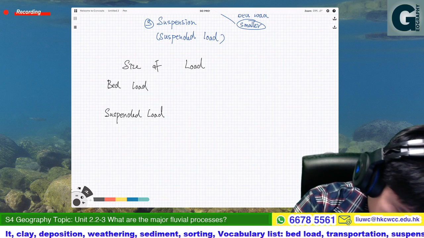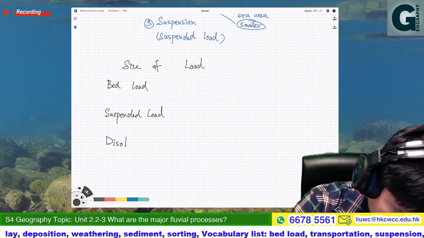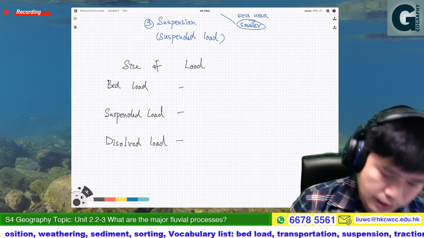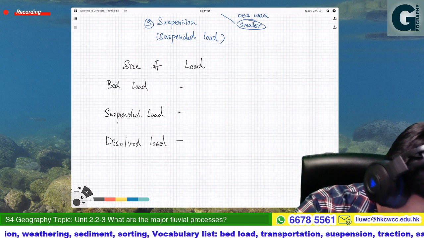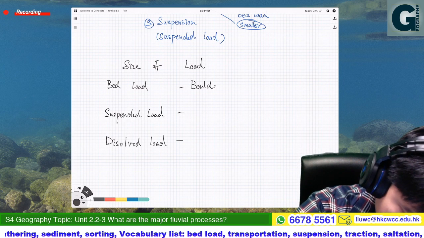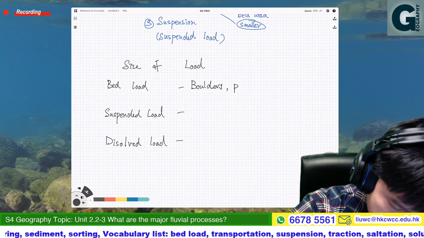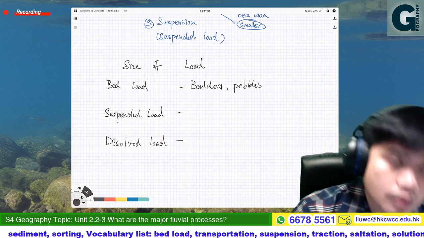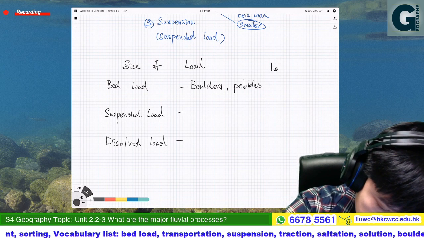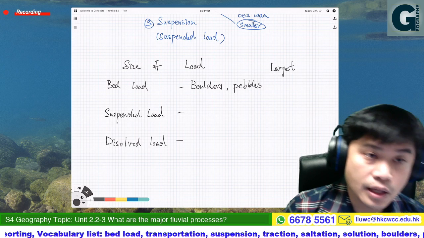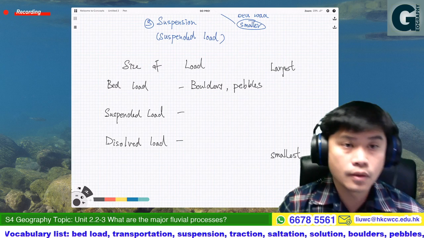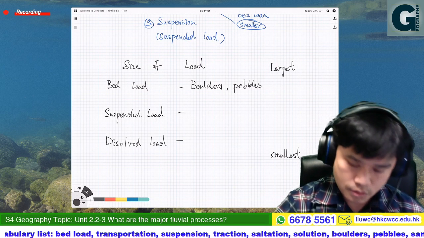and also dissolved load. The classification could be like this. The bed load is the largest, it should be the boulders or the pebbles. From there, that would be the largest, and here it should be the smallest. Largest to smallest.